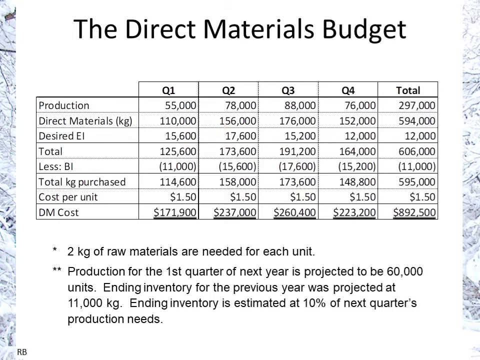So we need 156,000. That means we want to have the ending inventory of 15,600. Similarly, 176,000, we want 17,600. 152,000, 15,200. Now with 60,000 units, we can calculate that the ending inventory that we want to have is going to be 12,000.